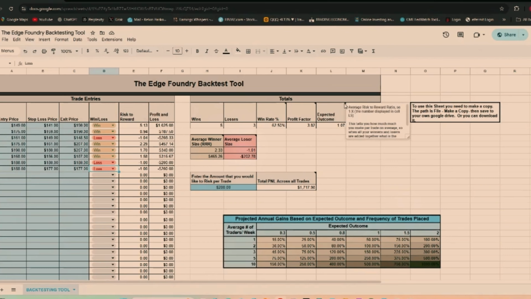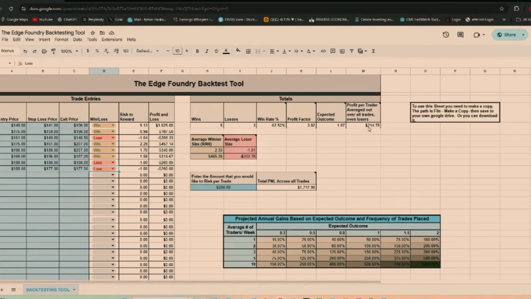Our expected outcome here, of course, is when we add all our winners and losers together, how much excess are we left with? We can go down to our chart. We're approximately close to 1. If we were taking an average of 1 trade per week, then we could potentially make 50% annually on our account, given reasonable risk.